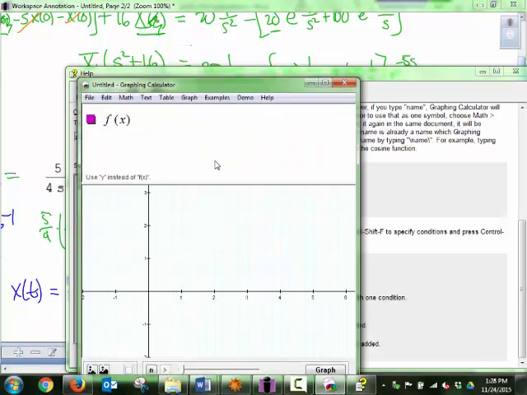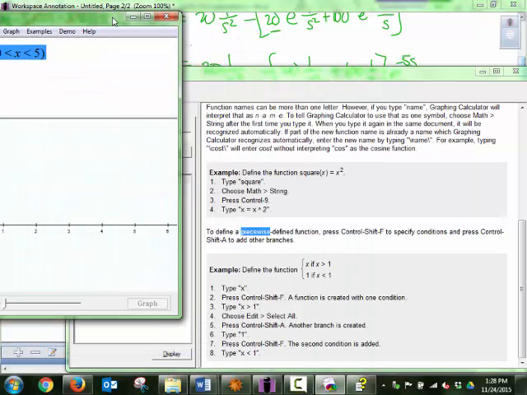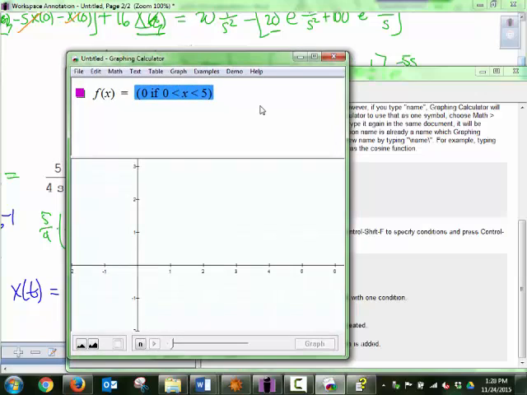I'm going to define my unit step function. f of x equals 0, Control Shift F, if 0 less than x less than 5, Control Shift A, another branch, Control Shift A, and then 1, Control Shift F, if x is bigger than 5.